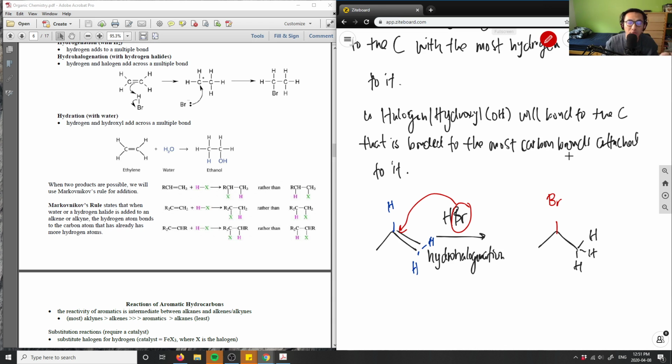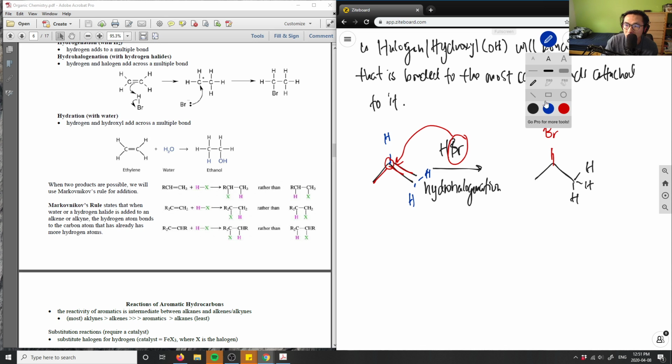Again, when I say the rich get richer, it means the halogen bonds to the carbon that's bonded to the most carbons. As you can see, this carbon here, carbon 2, is bonded to 1, 2, and 3 carbons, so the halogen is going to attach to that one. The rich get richer, right? So it's going to attach to this carbon here. This is the major product of my Markovnikov's rule.